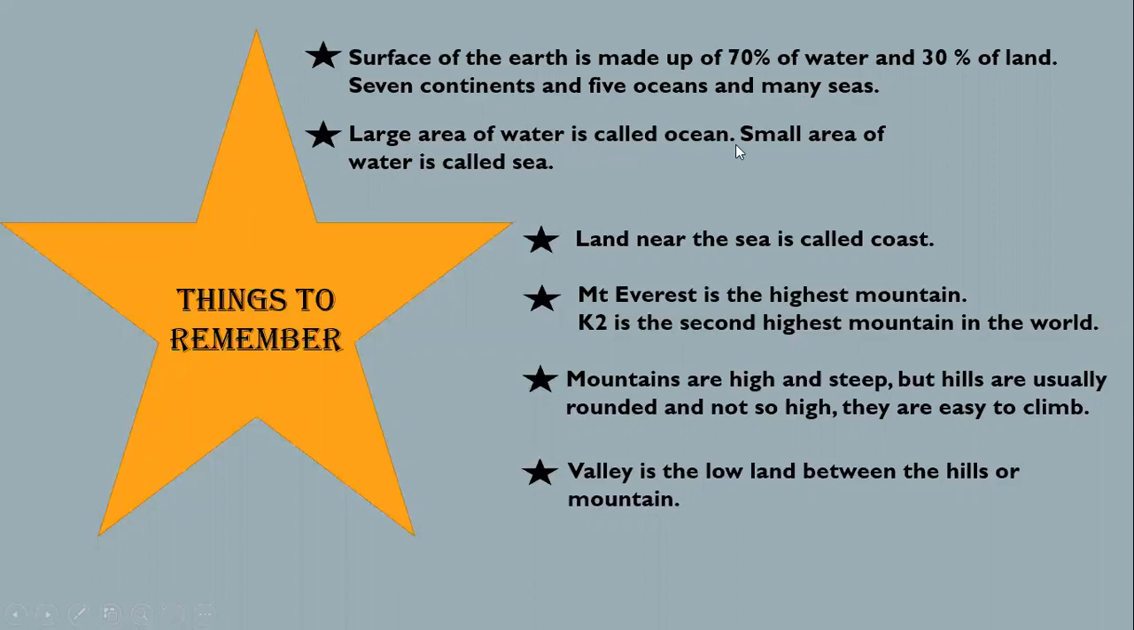A large area of water is called an ocean. A small area of water is called a sea. Now the next thing to remember, land near the sea is called a coast. Mount Everest is the highest mountain and K2 is the second highest mountain in the world. Mountains are high and steep, but hills are usually rounded and not so high. They are easy to climb. The last thing we read is that a valley is the low land between the hills or mountains.